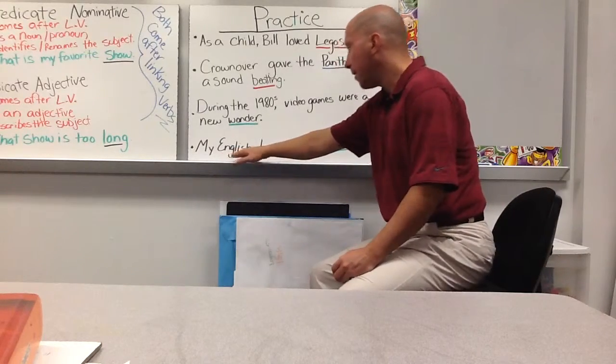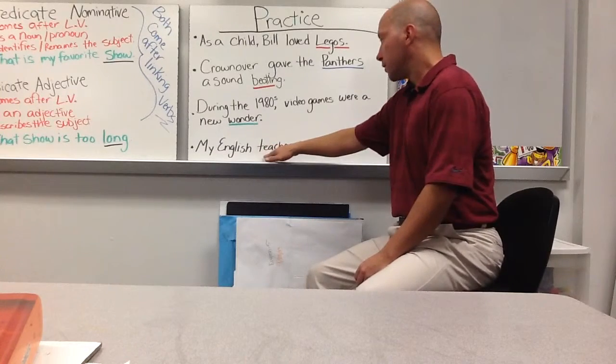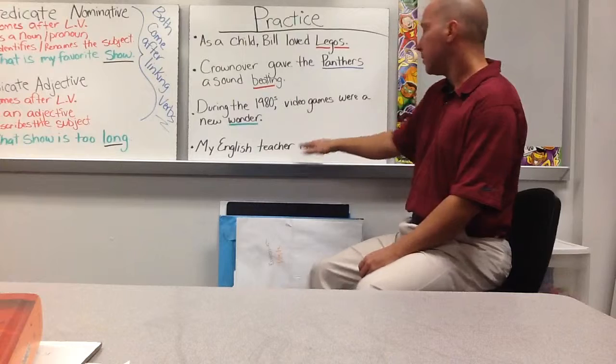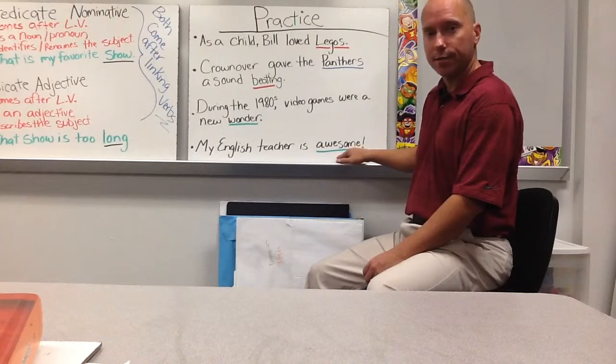In our last sentence, my English teacher is awesome, which is totally true, by the way. Teacher is our subject, is a linking verb, and then awesome is an adjective that's describing it, so that makes that our predicate adjective.